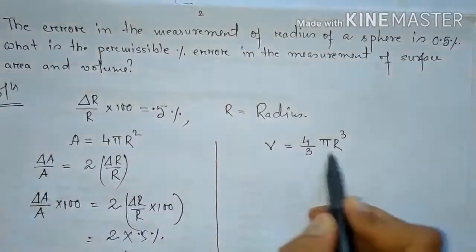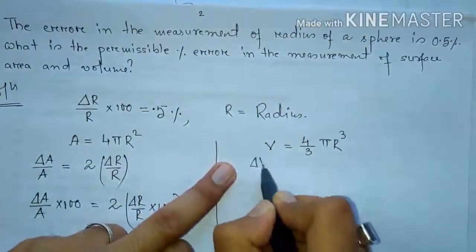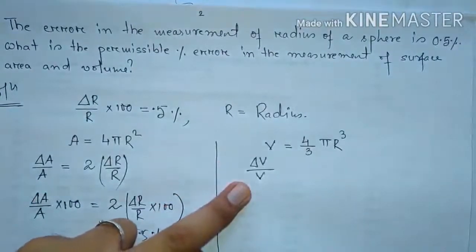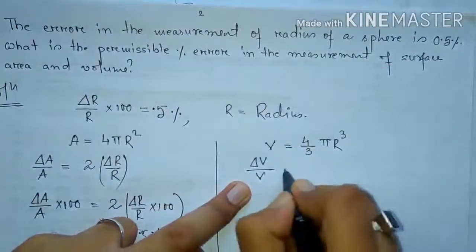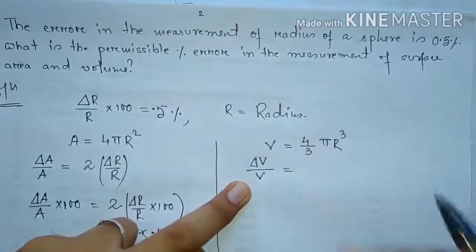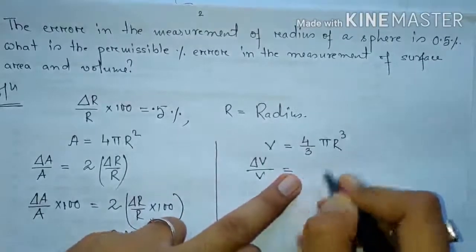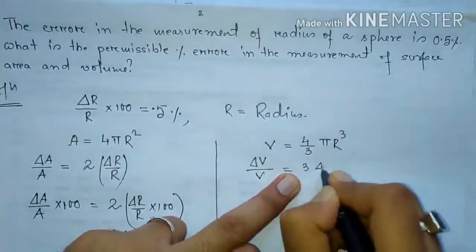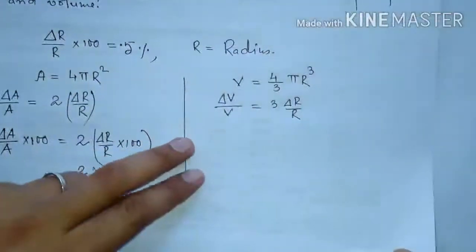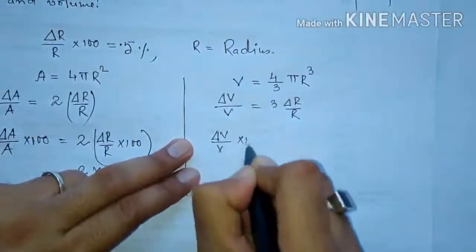Now see the case of percentage error in the measurement of volume. Now if this is the expression of volume, then clearly we are now in a stage to write the expression of relative error or fractional error instantly. So delta V by V will be equal to, 4 by 3 pi seems to be constant, so it will not appear in the expression of fractional error. So delta V by V will be equal to, what is the power of R? It is 3. Then delta R by R. Now what we need to find out?